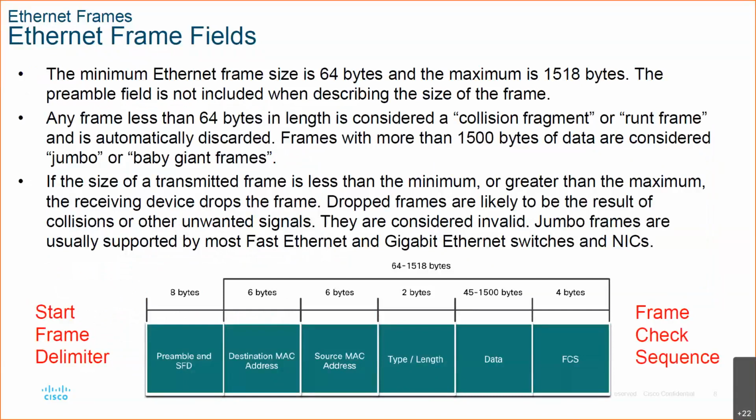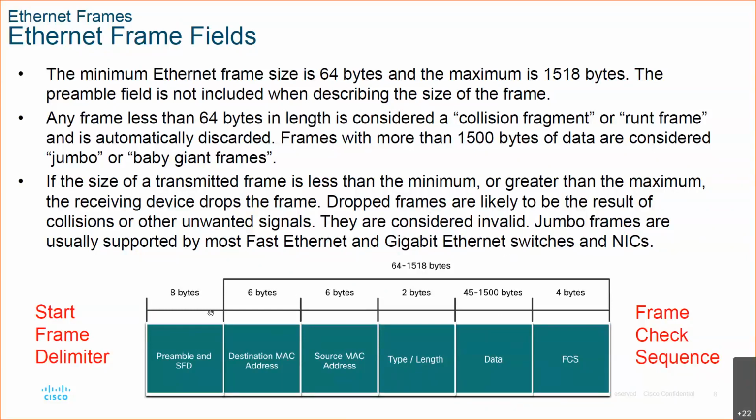So let's look at your minimum Ethernet frame. The minimum size for an Ethernet frame is 64 bytes. Now the data that you transfer can range from 45 bytes to 1,500 bytes. They say over here, if the size that you are transferring is beyond a certain size, then we call it a jumbo frame.